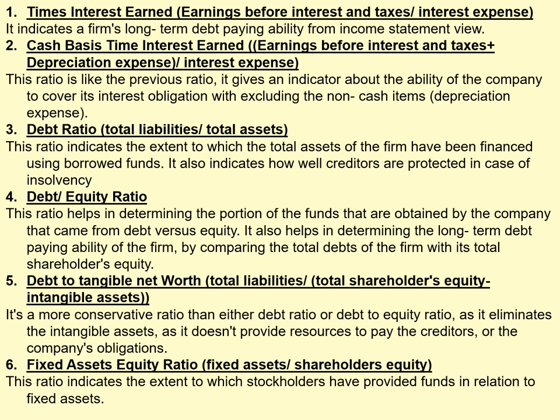Number two is going to be cash basis times interest earned. And of course, this is the same as the first one, but we are to include the non-cash item, which is the depreciation. So it will be earnings before interest and tax plus the depreciation expense, and the total will be divided by interest expense. And then we are going to the source, and the first source is going to be liabilities.